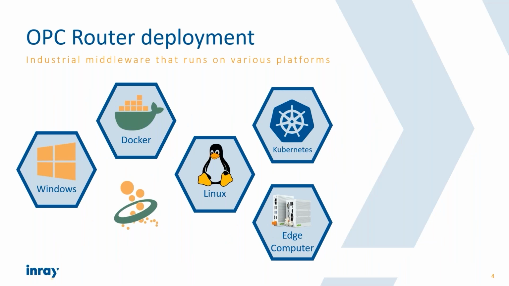If you would like to use OPC Router, how can you deploy it? It's not only deployable to Windows systems or virtual machines, but you can also deploy it as a simple Docker container. So you're enabled to use it in Linux environments, on Kubernetes clusters, or even deploy it to edge computers fairly close to producing machinery.